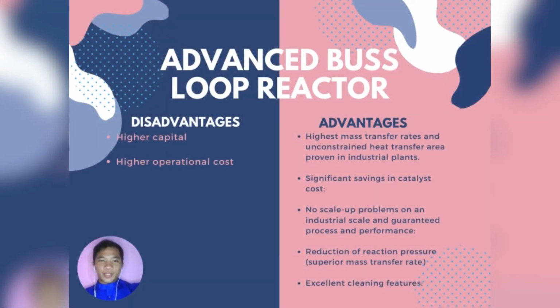Hi, my name is Muhammad Nur Aiman Birobat, and now I'll be talking about the advantages and disadvantages of this ABLR reactor. Okay, the first part will go to advantages. The first one is the highest mass transfer rate and unconstrained heat transfer area proven in industrial plants. Second, significant saving in catalyst cost. Third, no scale-up problems on an industrial scale and guaranteed process and performance.